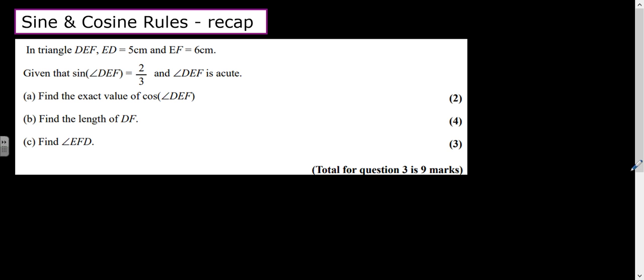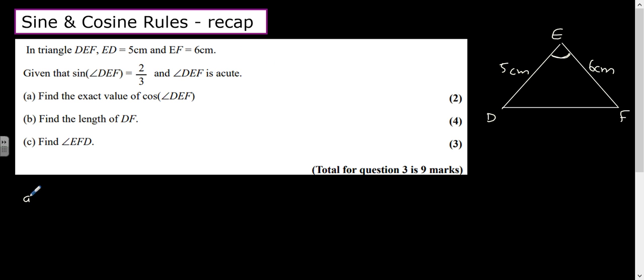We'll see. Not quite. So in triangle DEF, ED is 5, and again, we're already kind of lost in the definition of the triangle here. So draw a quick sketch of the triangle just to help you. It doesn't matter what it looks like other than that it is a triangle. We've got DEF. So there's D, there's E, and there's F. ED is 5 centimeters. EF is 6 centimeters. And then we're told this information, sine of DEF, which is this angle here, sine of this angle is 2/3 and DEF is acute. Find the exact value of cos.